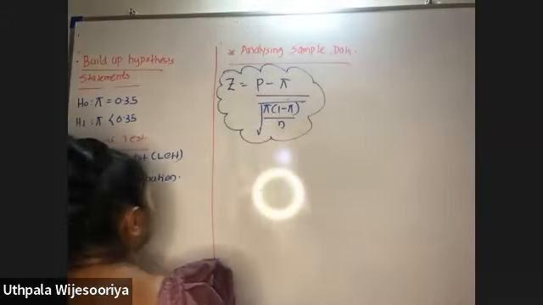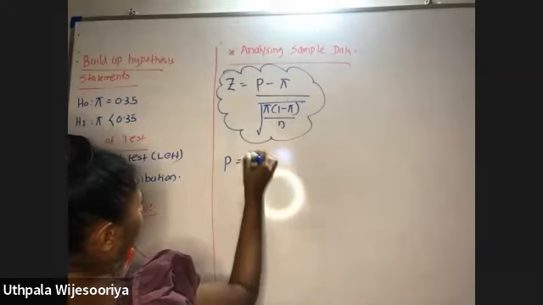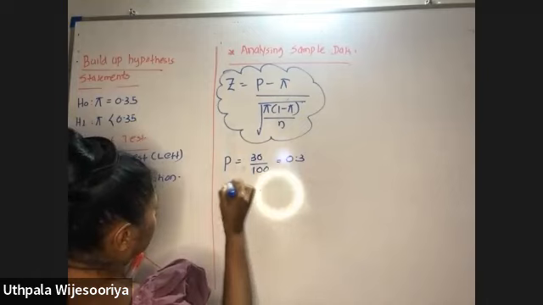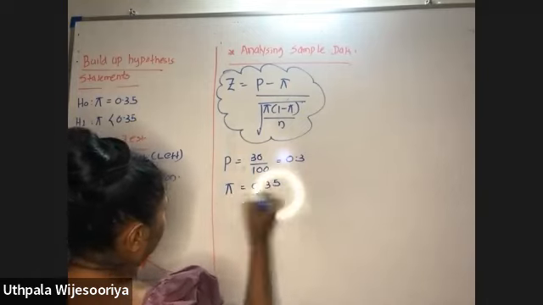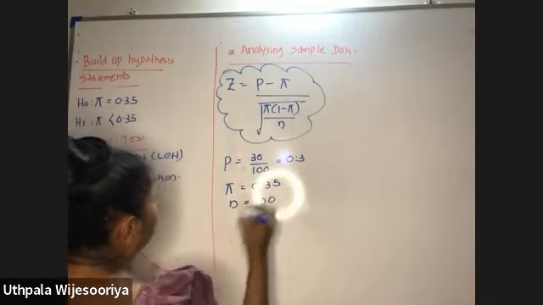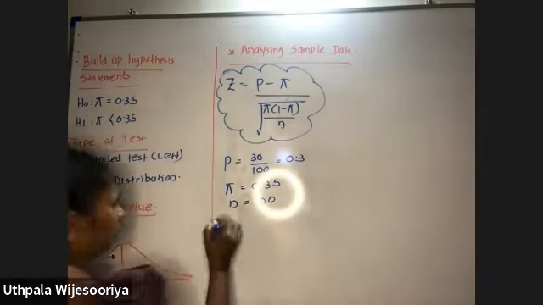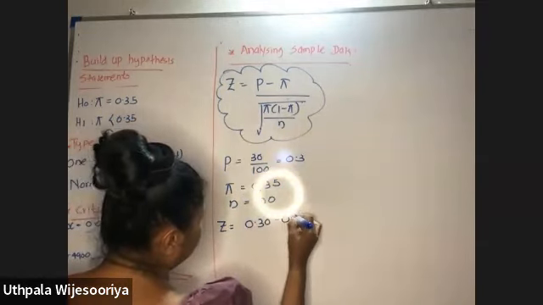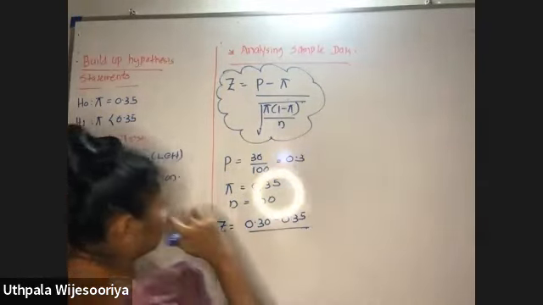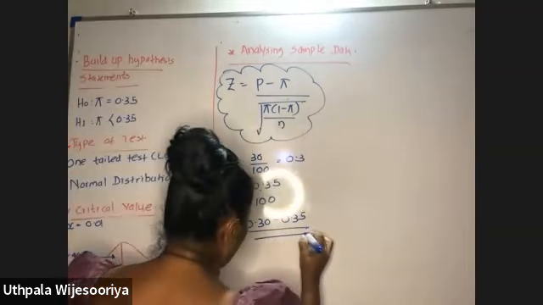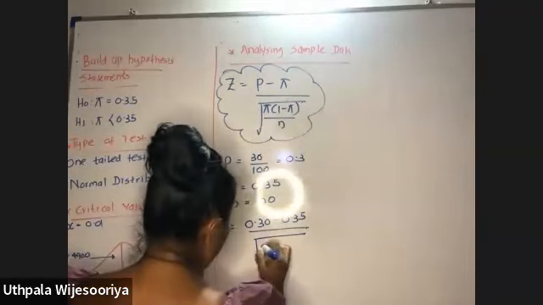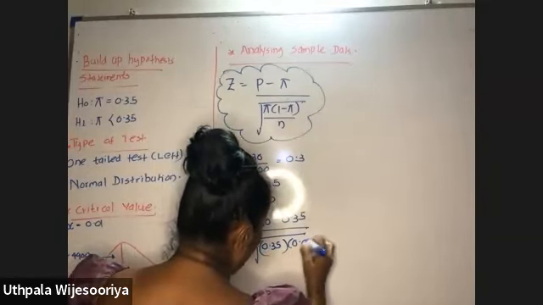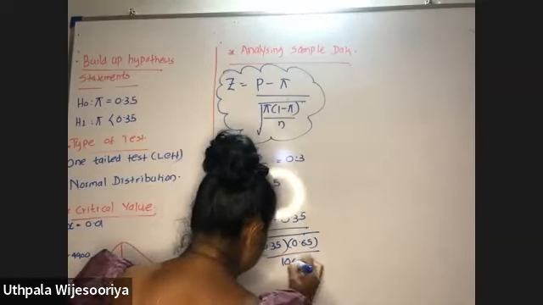So what is your P? 30 over 100, which is 0.3. The hypothesized value is 0.35. N is equal to 100. Calculate your Z value: 0.3 minus 0.35 over the square root of 0.35 times 0.65 over 100.